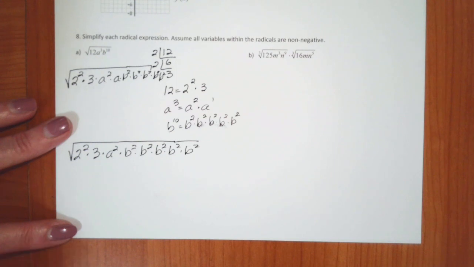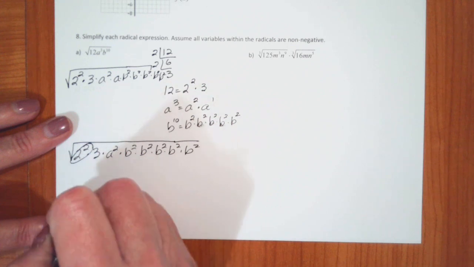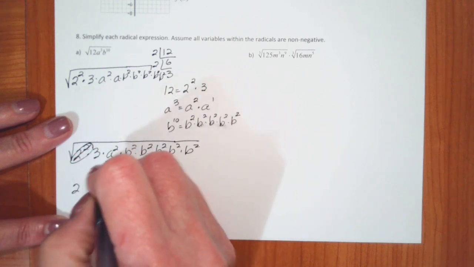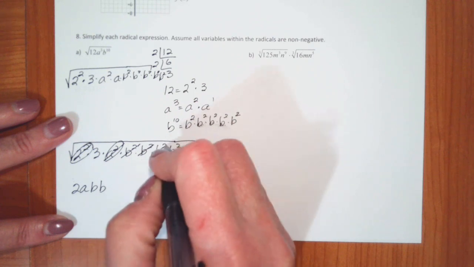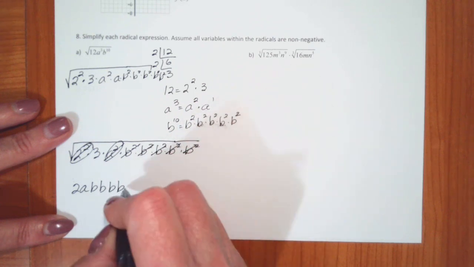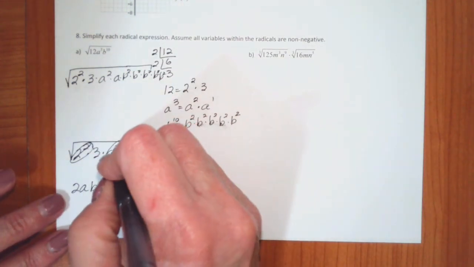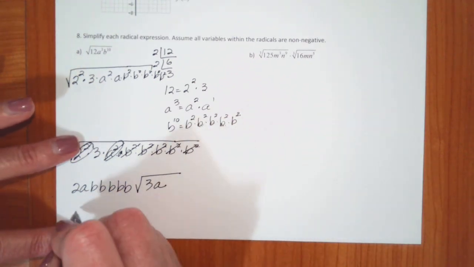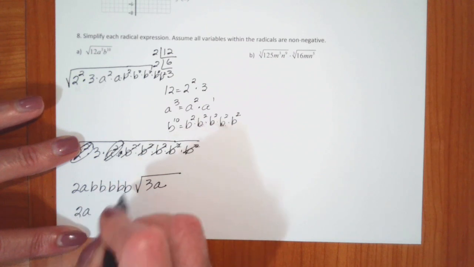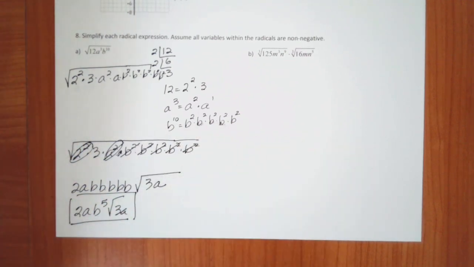So everything to the second power I can pull out of there, because I know that the square root of anything to the second power is just that. So that's a 2. The 3 has to stay. I can pull out an a. I can pull out a b, another b, another b, another b, and another b. And the only thing I have left in the radical, oh, I forgot my other a, is 3a. So this becomes 2a, b to the fifth times the square root of 3a.